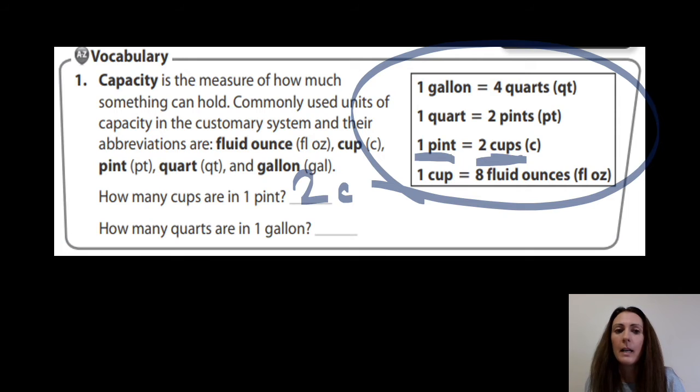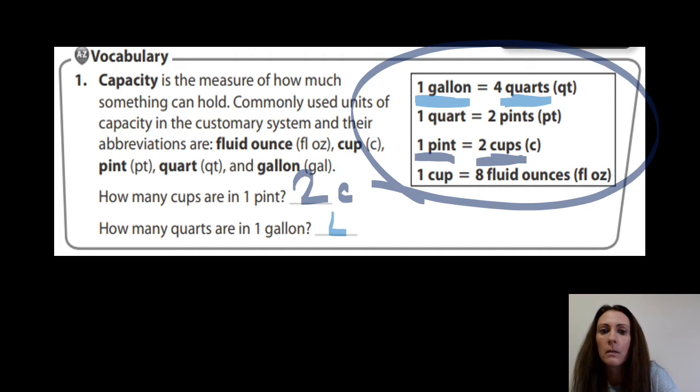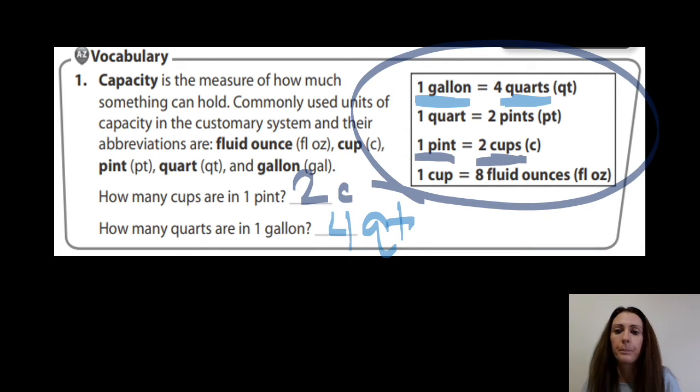All right, and then for the second one, how many quarts are in 1 gallon? Well, let's take a look. I have a gallon here, and if I look to the right, it tells me how many quarts are in a gallon. So you should have written 4, and then your QT for quarts.